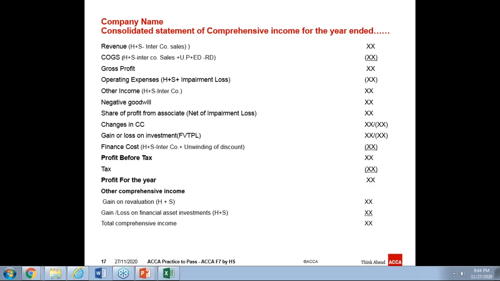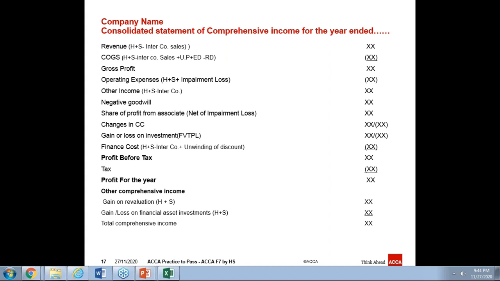Then there will be gross profit, then operating expenses, holding plus subsidiary, plus impairment losses. It will be recognized as an expense. Other income, holding plus subsidiary minus intercompany. If you have received any intercompany income, then it should be deducted. Negative goodwill is our income, it should be added here. Share of the profit from the associate, net of impairment loss, should be added. Change in the contingent consideration, gain or loss on investment at fair value through P&L. Finance cost must include holding plus subsidiary minus intercompany plus unwinding of discount of deferred consideration.